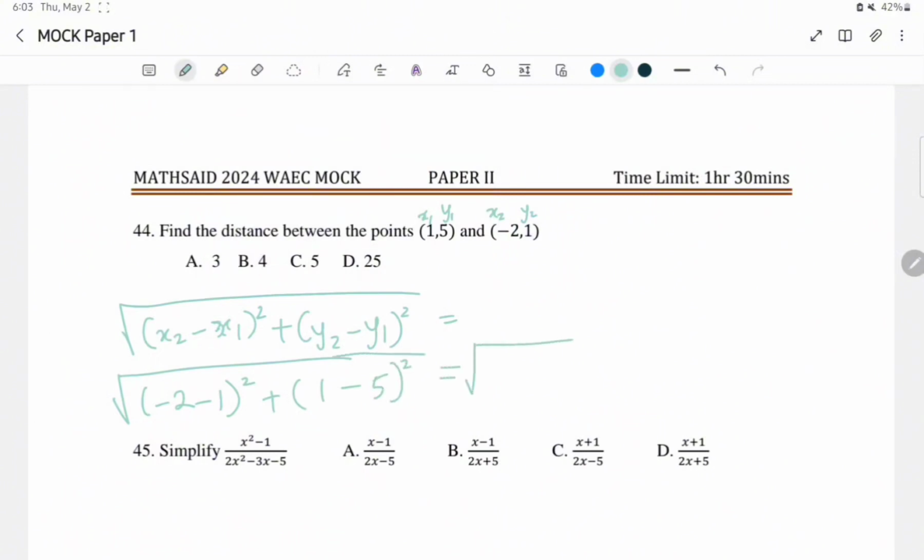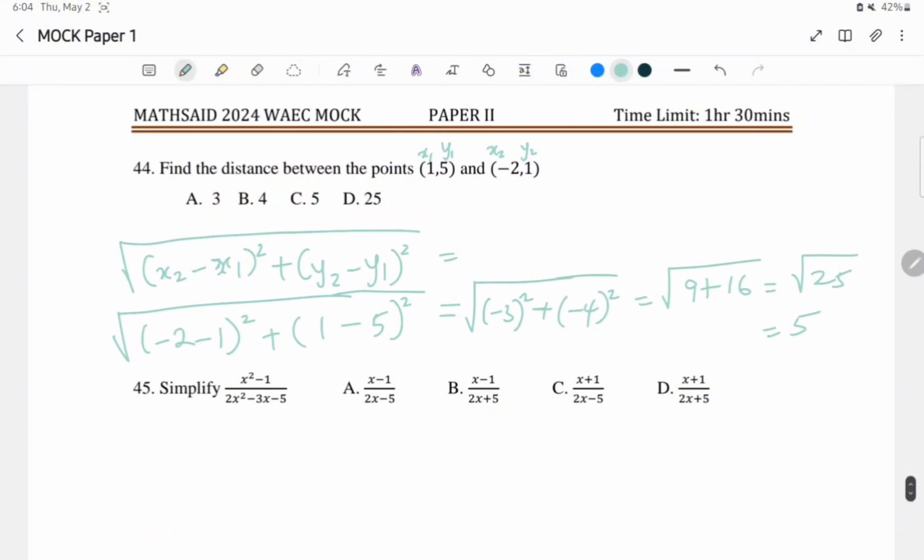That would give me -2 minus 1 is -3. So -3 squared plus 1 minus 5 is -4. So -4 squared. That will result in 9 plus 16, which is square root of 25, and that's 5. So that's the distance between the 2 points.